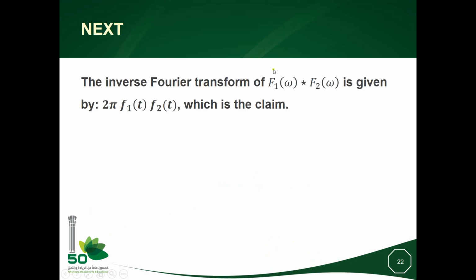As a result, we conclude that F1 convolution F2 has an inverse Fourier transform equal to 2 pi f1 f2, or the Fourier transform of f1 times f2 is 1 over 2 pi the Fourier transform of F1 convolution F2.